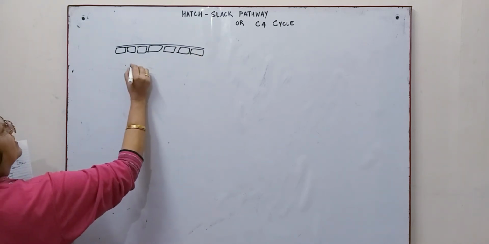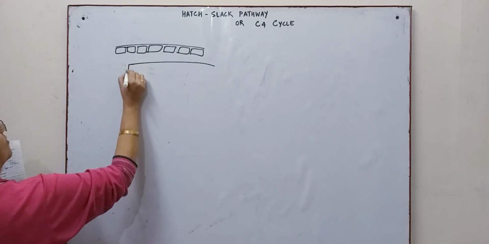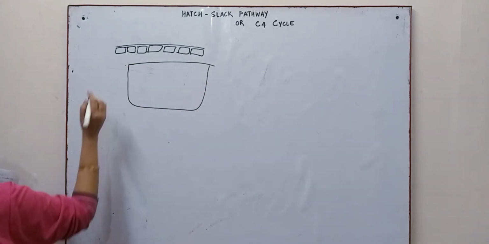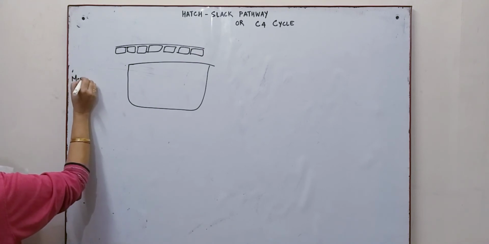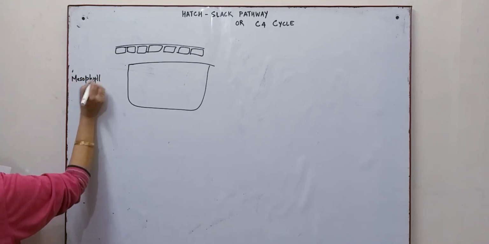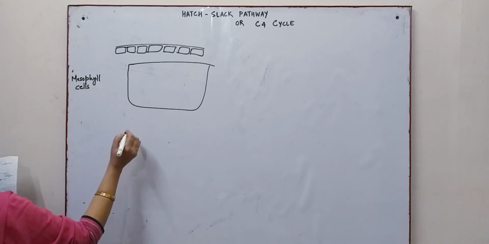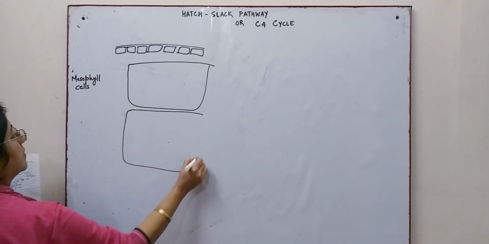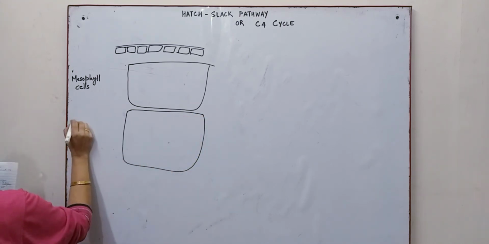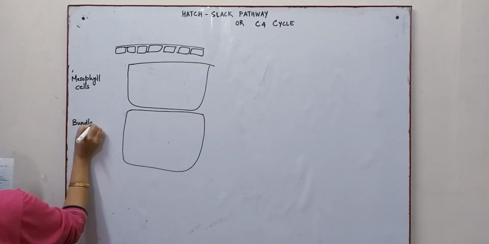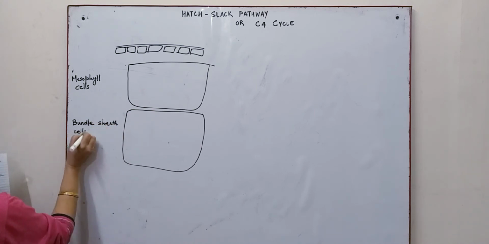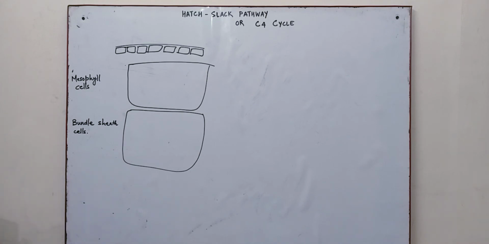Now this over here is the first, mesophyll cells, followed by the bundle sheath cells. So this is the mesophyll cell and this is the bundle sheath cell.